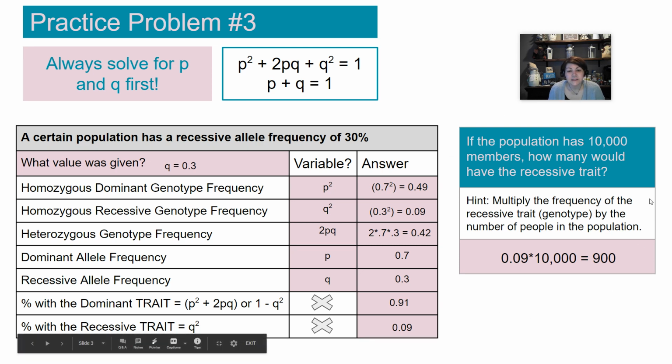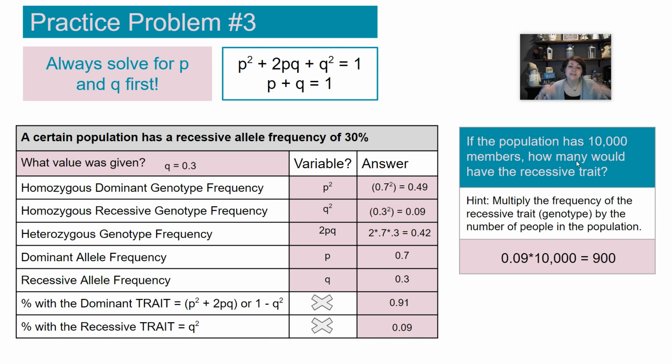All right, the last situation I can give you, and you'll have to answer questions like this, is if a population has this many members, how many would have this condition? Well, in this case, it's asking about the recessive trait. So my frequency of the recessive trait, 0.09. To figure this out, I would just take that frequency and multiply it by the number in my population, which in this problem is 10,000. So 0.09 times 10,000 gives me 900. So 900 members of the population would have the recessive trait.